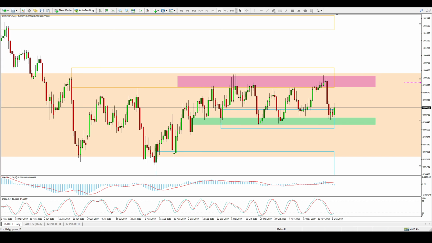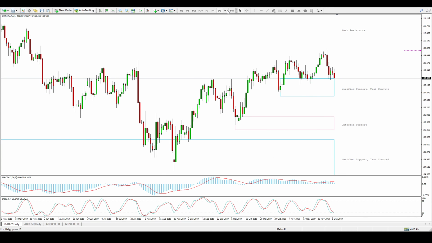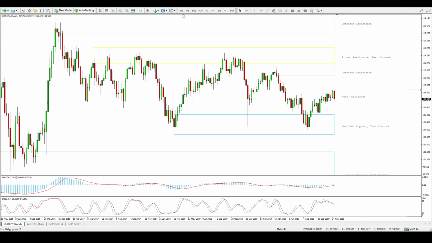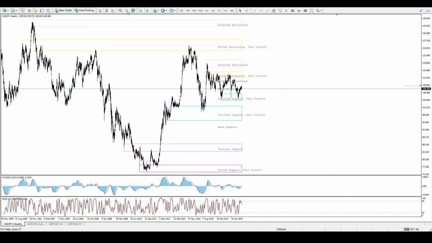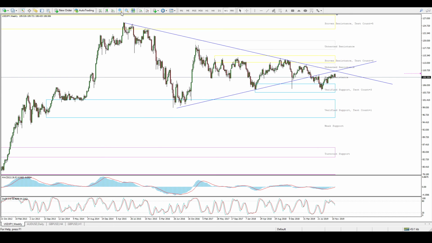Okay. Now let's take a look at dollar yen. Go to weekly first. Zoom out. What a beautiful pair. Look at that. Wow, this is so organized. This is so beautiful. Zoom in. That's beautiful.